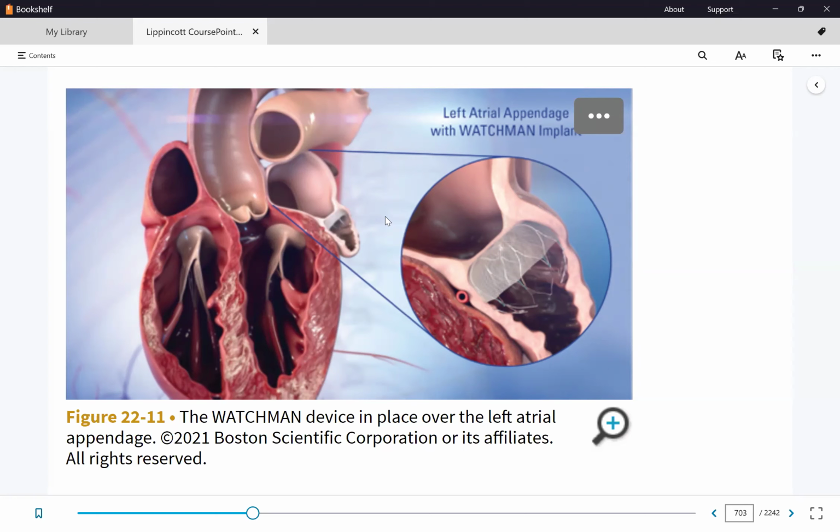It blocks it. See, it caps and totally blocks the appendage. So therefore, no blood can enter that anymore. So no blood can enter, no clot can form. Isn't it easier just to clamp it off? I mean, it's kind of complicated because you have to do open heart surgery. Watchman can be done minimally invasive.